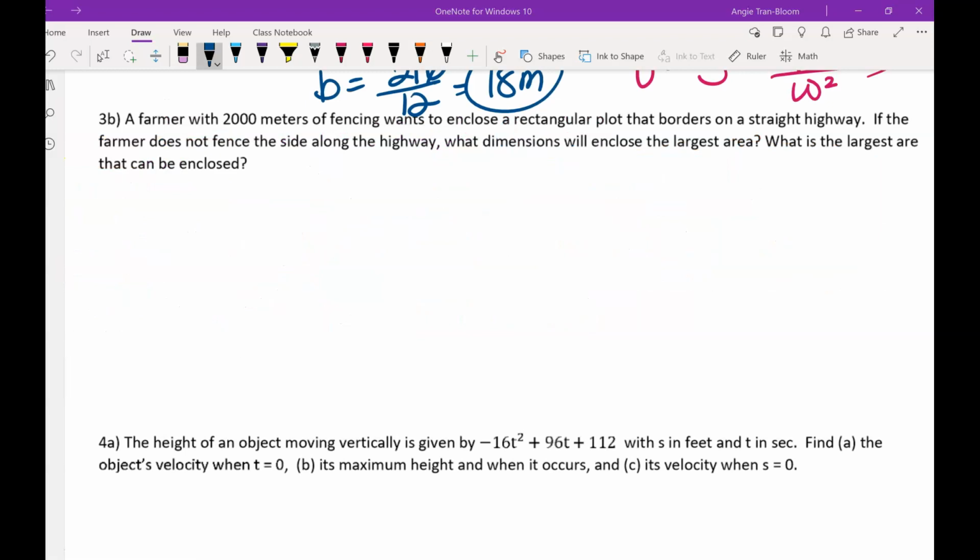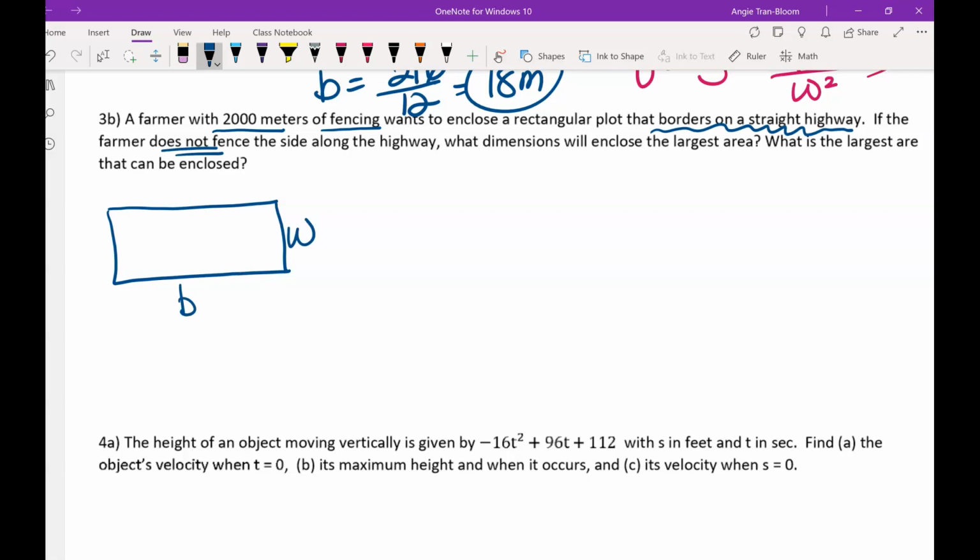All right, guys, here we go. A farmer with 2,000 meters of fencing wants to enclose a rectangular plot that borders on a straight highway. If the farmer does not fence the side along the highway, what dimensions will enclose the largest area? What is the largest area that can be enclosed? So you guys can see that all of these questions have a common theme, right? We're looking for the optimal amount. We have 2,000 meters. So I'm going to label my rectangle here.